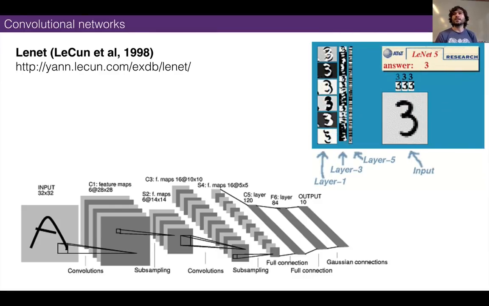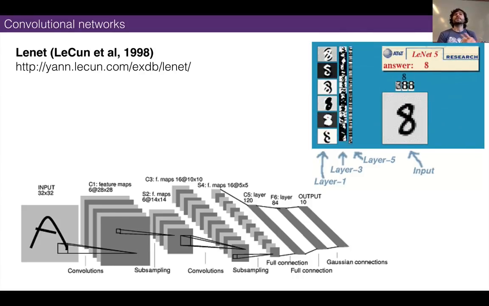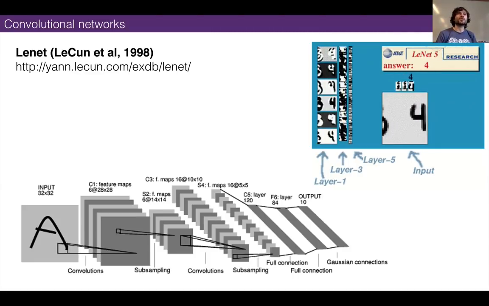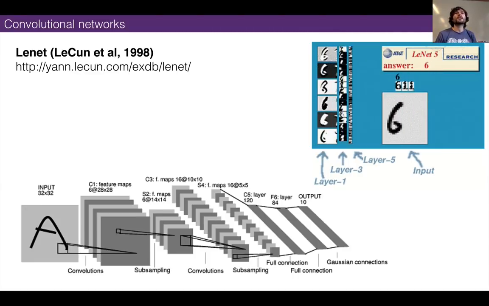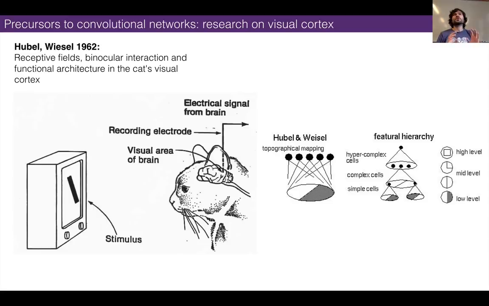Before I do that, let me try to build up some intuition about what limitations we have in the previous model that convolutional networks are trying to solve. And first, let me just give you a little bit of history about them. Convolutional networks go back to, let's say, the 1980s, but you could say that the research that influenced them goes back even further, to the 50s and 60s.